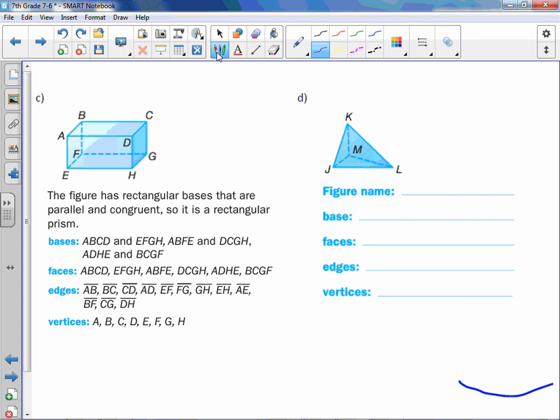The edges, you have AB, BC, CD, DA. Then you have EF, FG, GH, HE. Then AE, BF, CG, and DH. And then, of course, your vertices, A, B, C, D, E, F, G, H.